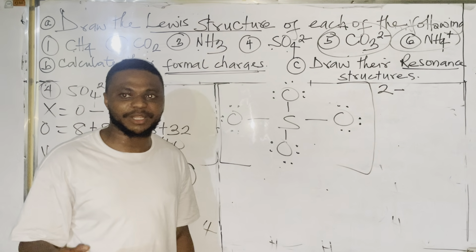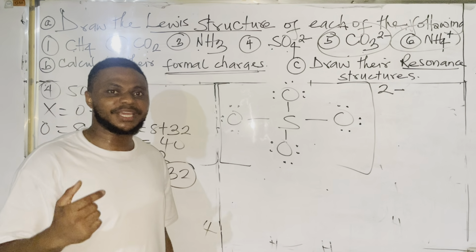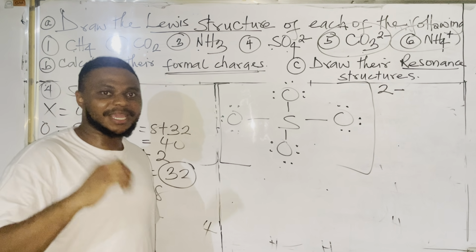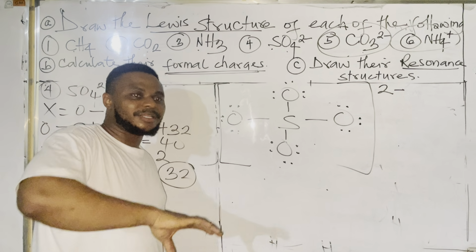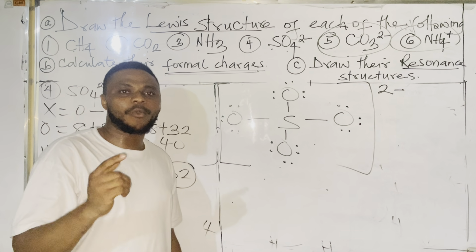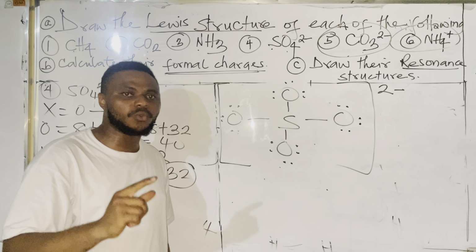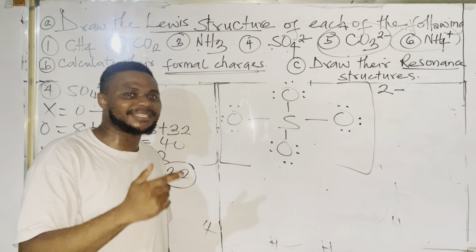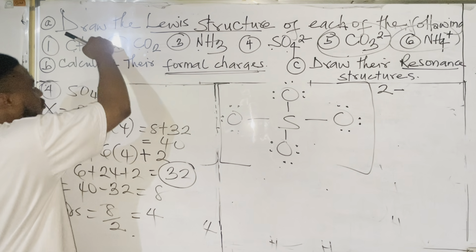Now, let me explain what formal charges are. Formal charges are the charges of the atoms in a Lewis structure, or the charge of the overall compound or molecule. When you calculate formal charge, it should give you the exact charge of that compound. The formal charge of CH4 is supposed to be 0 because it does not have a charge.